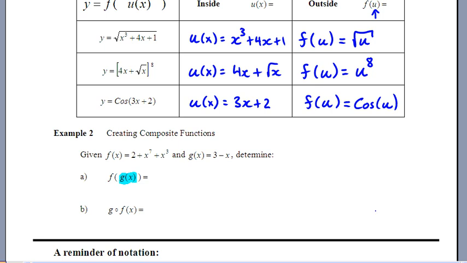When I look at this, I'd say the bigger outer picture is f. What does it do? It goes 2 plus whatever you put in to the 7th power, plus whatever you put in to the 3rd power. And now into that, we're going to put in not x's, but this 3 minus x, this g of x.